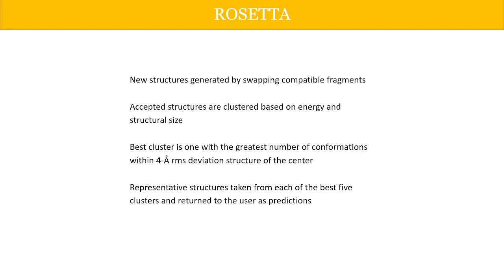So you have this Rosetta, where you generate new structures by swapping the compatible fragments, and these accepted structures are based on your energy and the structural size. So when you run the particular protein molecule from the PDB file in your Rosetta, you get the stability of the structure, and you actually get the free energy value. The more negative the value is, the more stable the structure is.